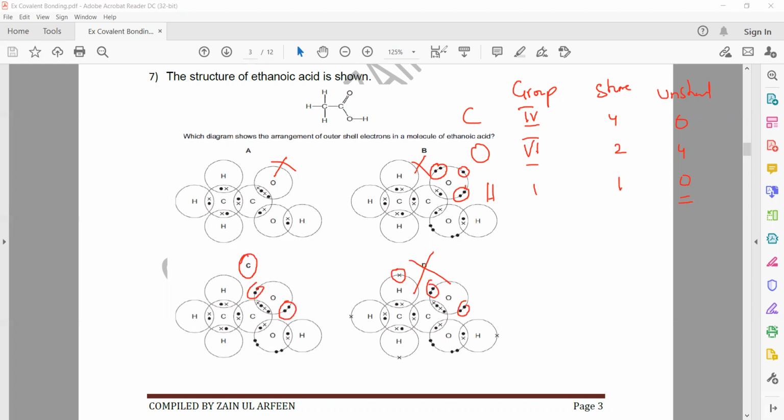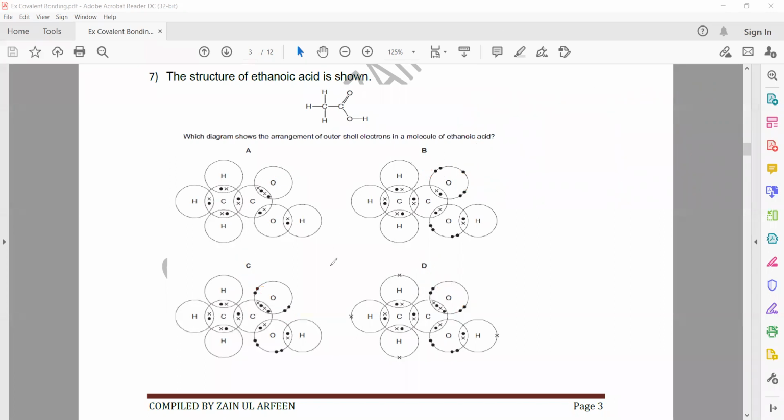So we can work it out directly by counting the number of unshared electrons. If that is correct, then we will check the shared ones.